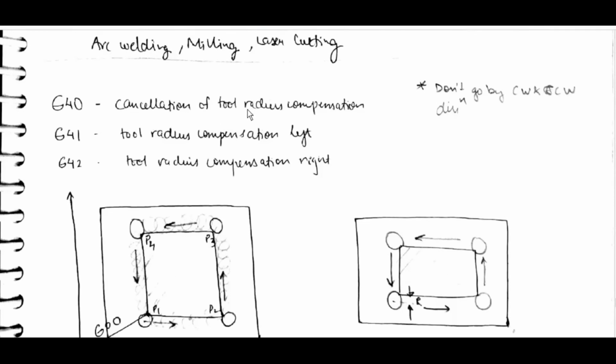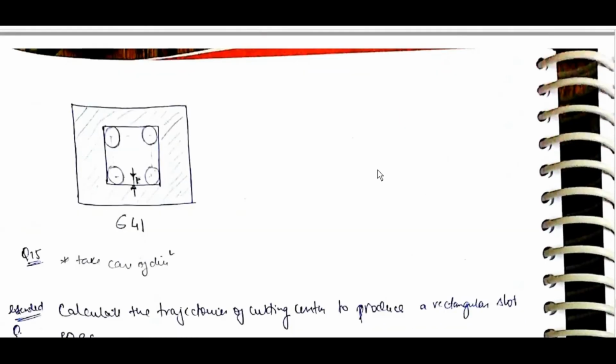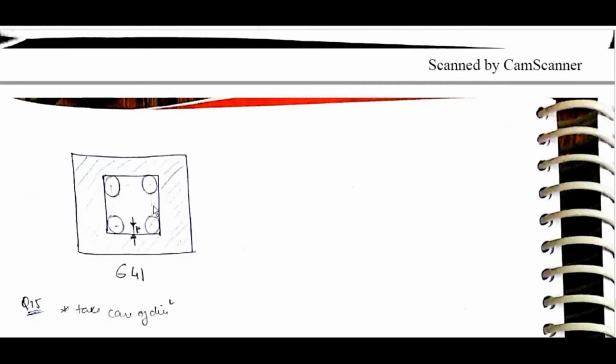G40 cancellation of tool radius compensation. G41 tool radius compensation left, G42 tool radius compensation right. G42 tool radius compensation right. That means it will move in till here. Here it will move till here, outside. G41 inside. Here right, here left.